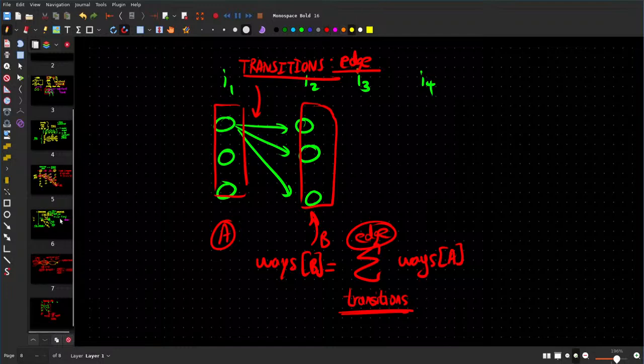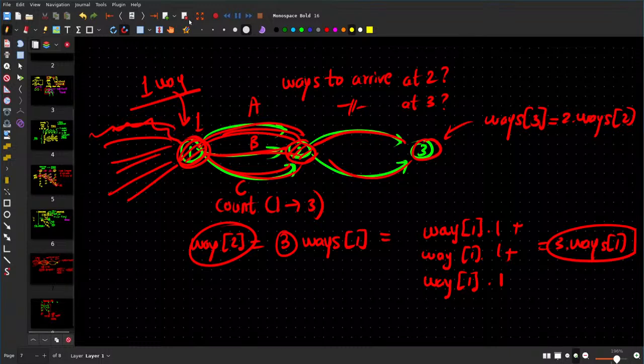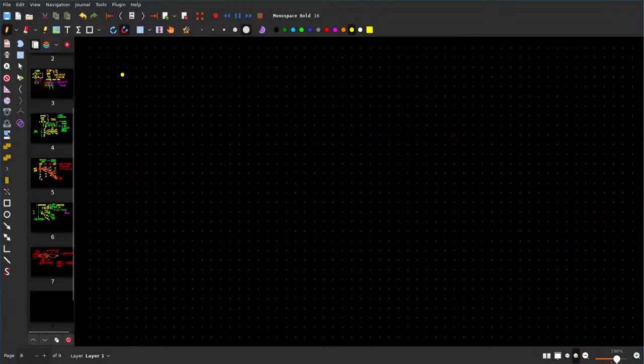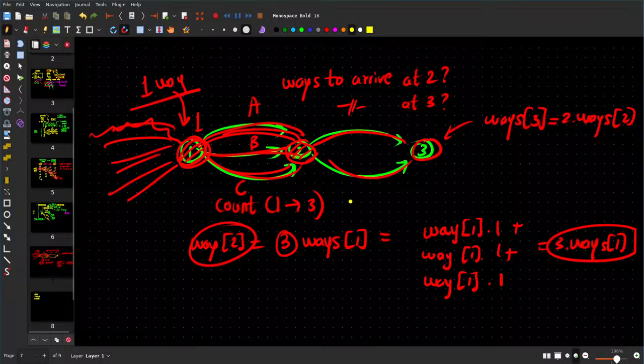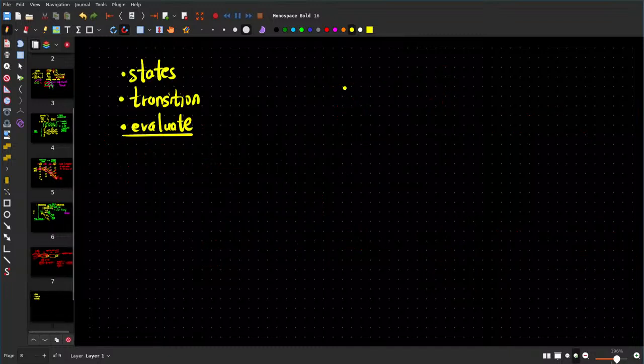Now this is what we are trying to figure out. Until now we have understood what states are and what a transition is. Now let's understand how we evaluate that. From this diagram we understood that we need to take this sum for each of these transitions from this to this, so that the ways are calculated appropriately.